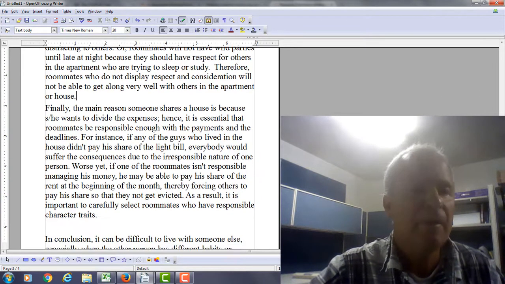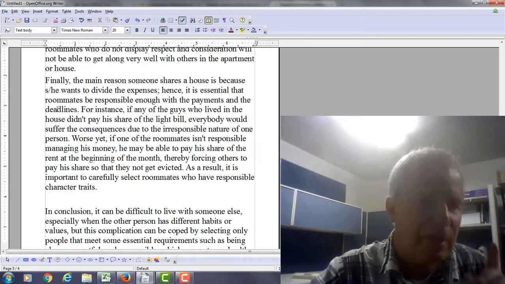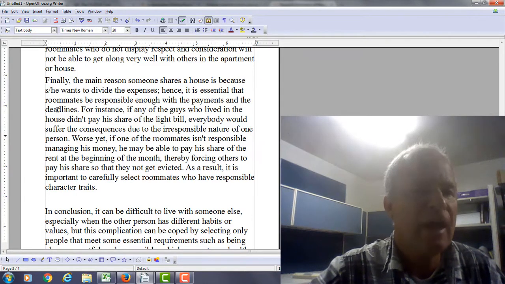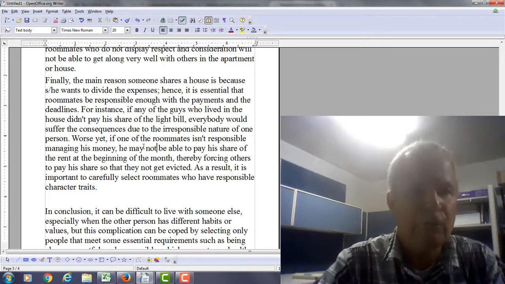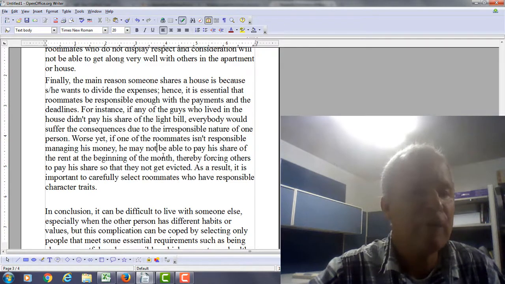Finally, the main reason someone shares a house is because she or he wants to divide the expenses. Hence, it is essential that roommates be responsible enough with the payments and the deadlines. For instance, if any of the guys who lived in the house didn't pay his share of the light bill, everybody would suffer the consequences due to the irresponsible nature of one person. Worse yet, if one of the roommates isn't responsible managing his money, he may not be able to pay his share of the rent at the beginning of the month, thereby forcing others to pay his share so that they do not get evicted.